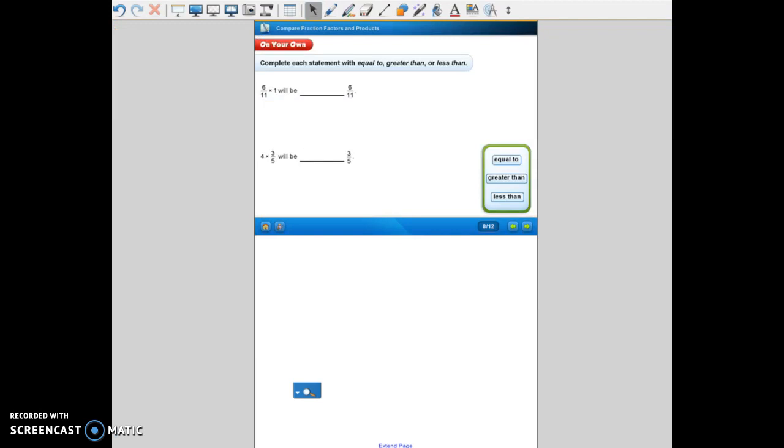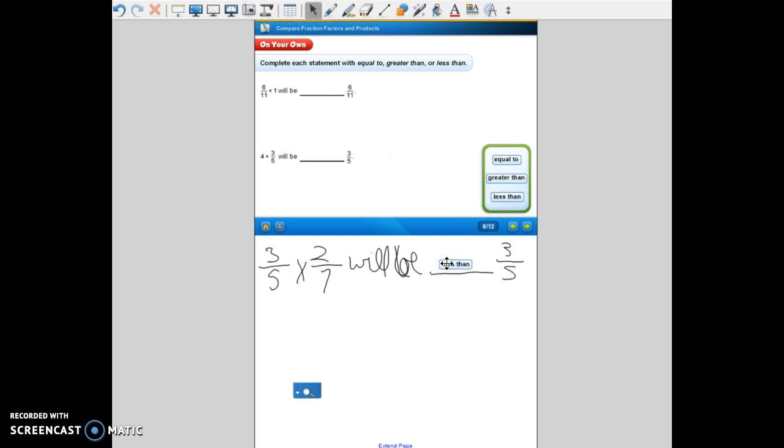Okay, we're going to use this space at the bottom to look at problems 2, 3, and 4 real quick. 3/5 times 2/7 will be blank than 3/5. If you look at this, we're taking part of 3/5, right? We're not taking one whole of 3/5. We're just taking part of that 3/5. So it's going to be greater than or less than? Less than. It's going to be less than that.